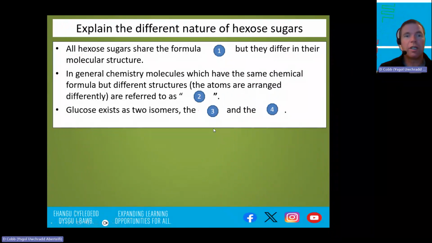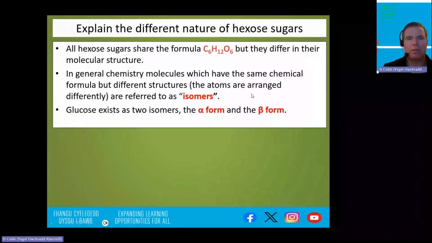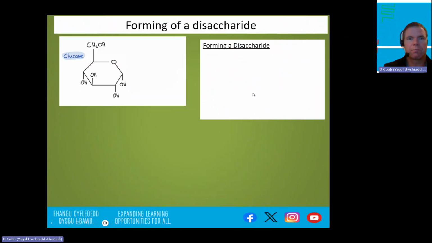Okay, right. Same thing. You can pause it, but let's go through here. All hexose sugars share the formula C6H12O6, but they differ in their structure. We refer to these as isomers, and they exist as 2 isomers, alpha form and beta form. We call them alpha glucose and beta glucose.